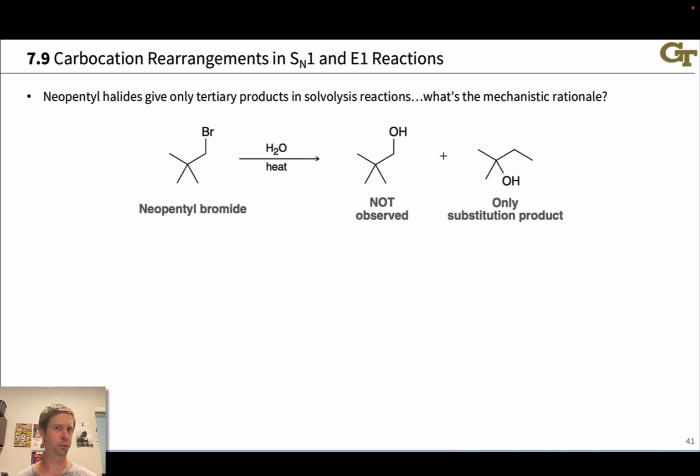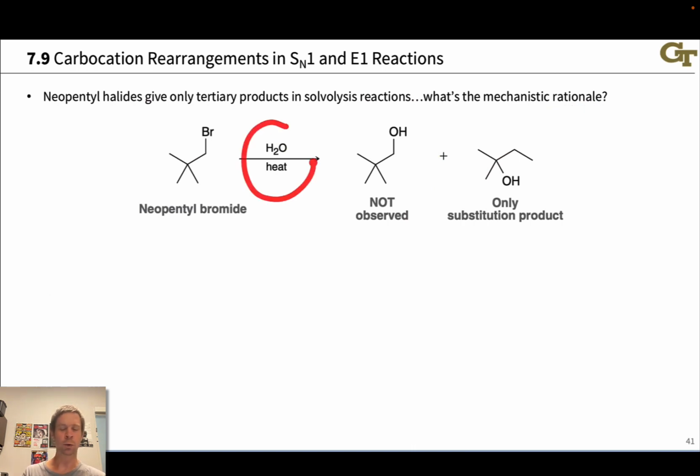This would involve presumably an SN2 type elementary step, which we know is prohibitively slow due to the steric hindrance provided by this tert-butyl group. In fact, the only product we see is this tertiary halide that seems to be derived from some kind of a rearrangement. What's the mechanistic rationale here? Let's draw a mechanism for this reaction.